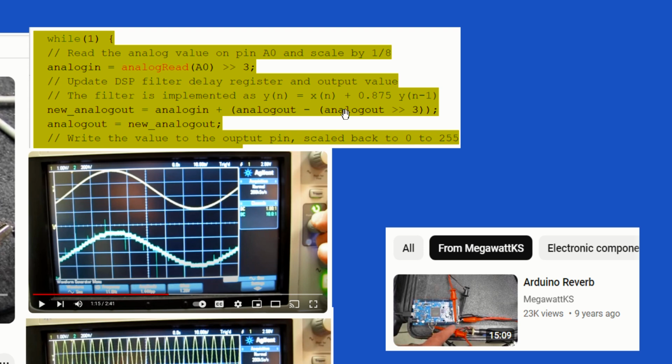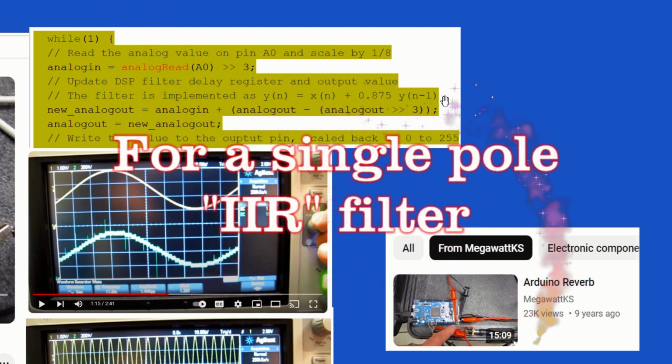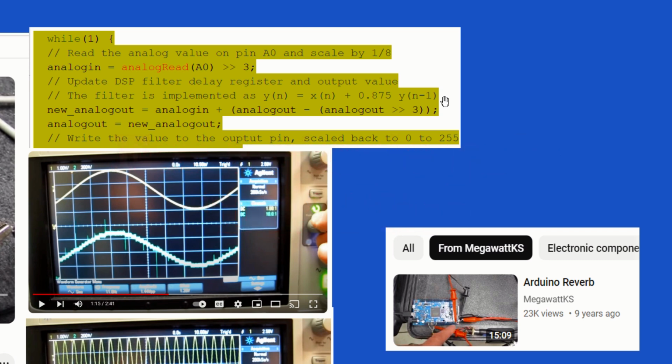Here's the computation of the new output at each sample, and we just read the input, perform this little computation, which says that the new output at sample point n is equal to the new input at that sample point plus 0.875 times the old output. And that's all you need to create a low-pass filter, something like that. So not much code. It does need to run fast.